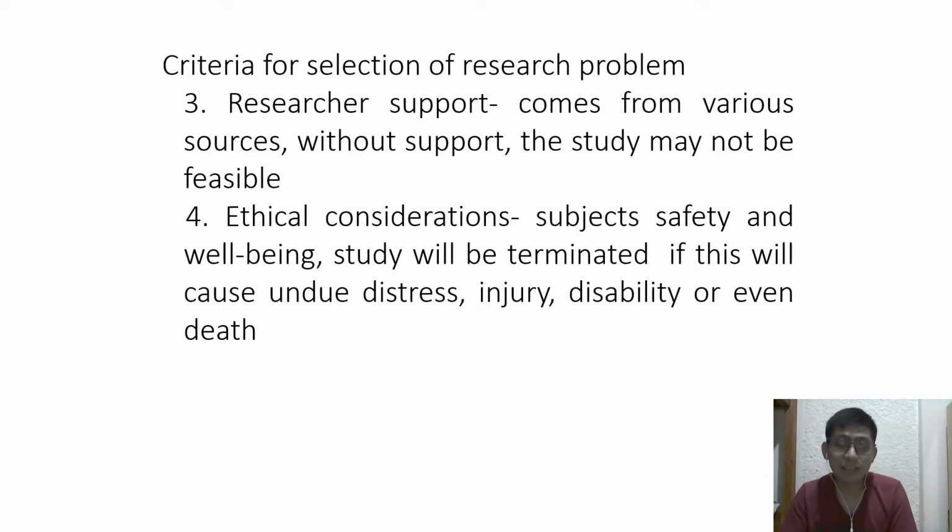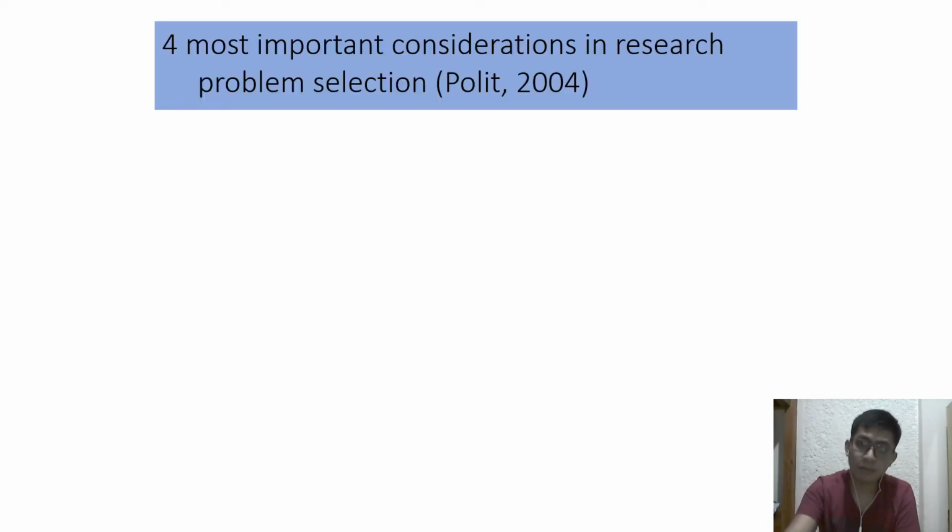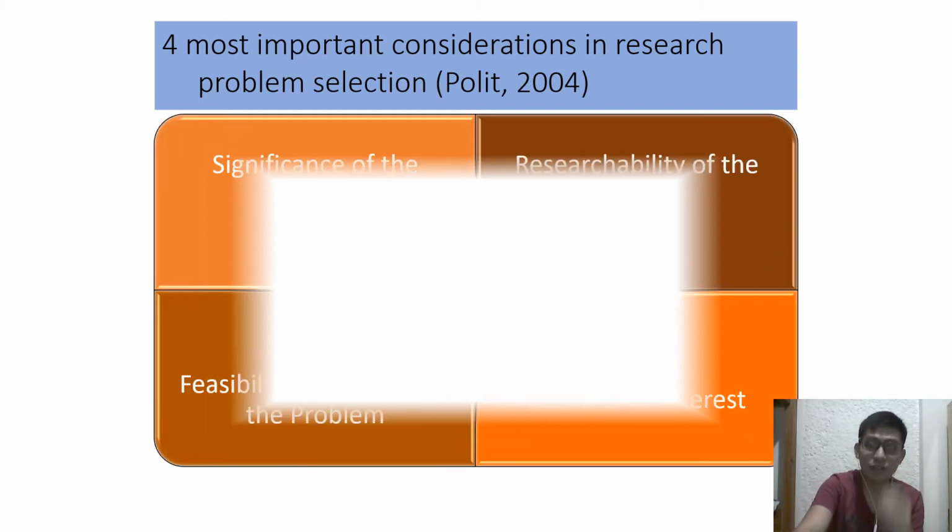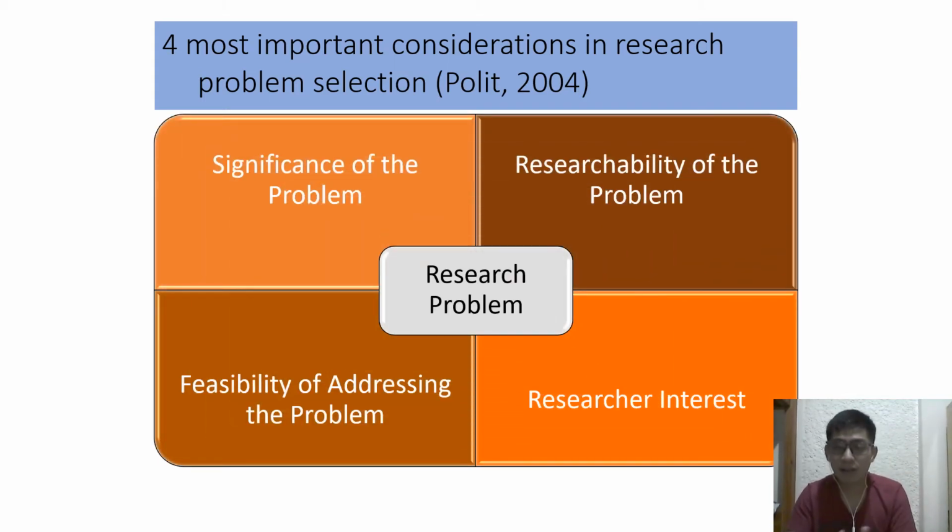And ethical consideration is very important in creating a research problem because of the subjects' safety and well-being. The study will be terminated if it will cause undue distress, injury, disability, or even death. So again, the four elements or considerations in research problem selection: significance of the problem, feasibility, researchability, and research interest.